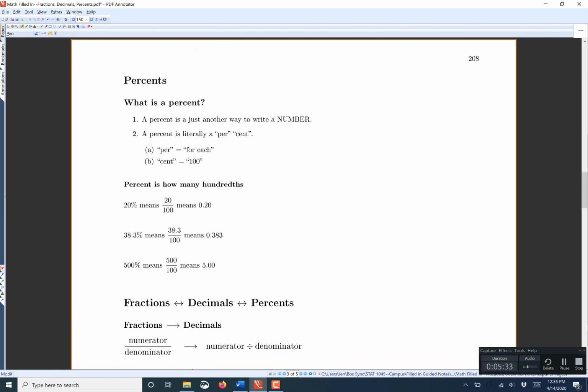Well, what is a percent? A percent is just another way to write a number. Percent literally means per cent. So per means for each and cent means 100. So percent really means how many hundreds. So like 20% means 20 out of 100 or 0.2. And 38.3% really means 38.3 over 100 or 0.383. And 500% means 500 over 100 or 5.